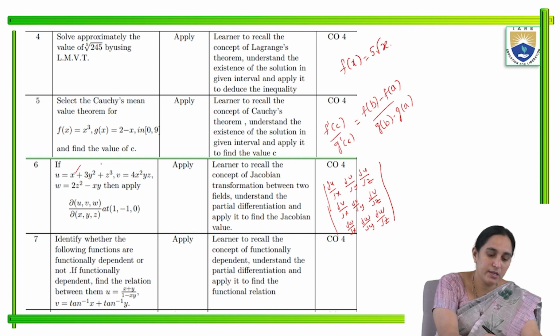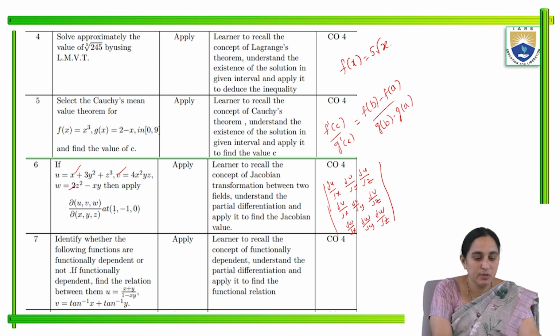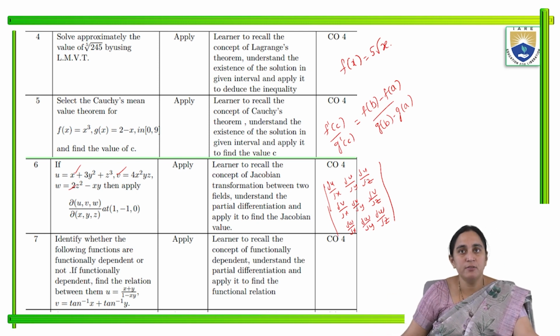Okay, we have to find the differentiation of each and every function with respect to x, y, z. And after that we have to substitute the x, y, z values 1 comma minus 1 comma 0 in the Jacobian formula. This is the formula. Previously we discussed this concept also clearly. Okay, go through that.